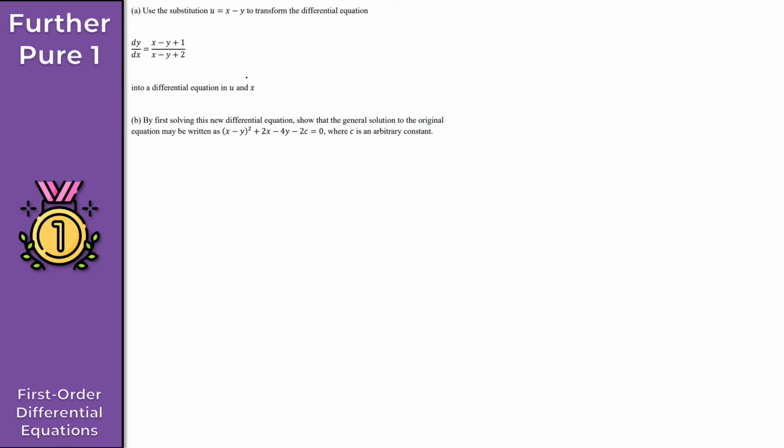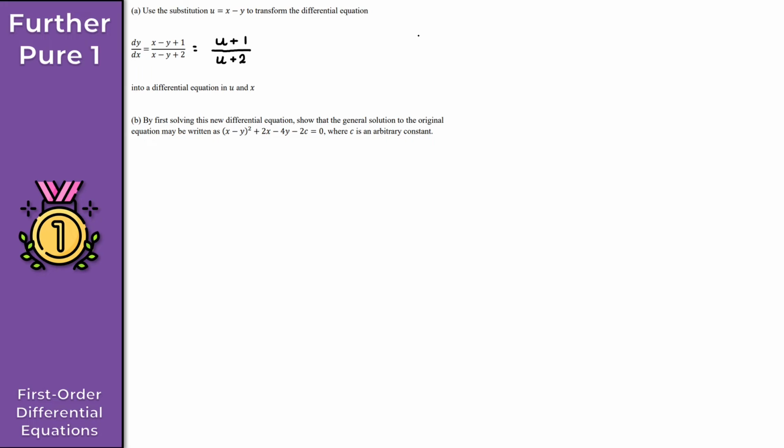So to begin with here, let's just start with the original differential equation, okay? We want to rewrite this using this substitution. So basically, wherever we see an x minus y, let's just replace that with u. So straight away, within the numerator here, we have x minus y. So replace x minus y with u, we obtain u plus 1 here for our numerator. And doing the same here then with the denominator, again, we have x minus y. So replace that with u, and we obtain u plus 2 for the denominator, okay?